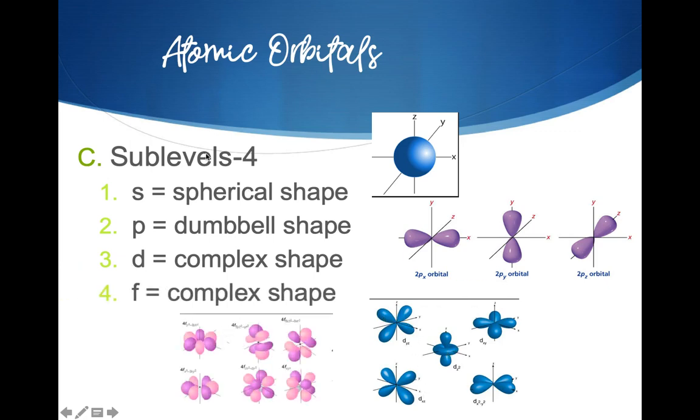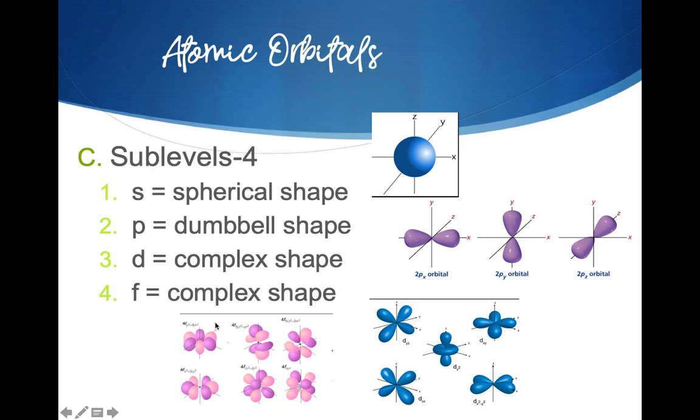F is also. So energy levels are 1, 2, 3, 4, 5, 6, and 7. Sublevels are S, P, D, and F. So again, what I'm giving you is the details of the electron cloud so that you know more about the big picture of light, energy, and bonding. That is why we care about the details as chemists.